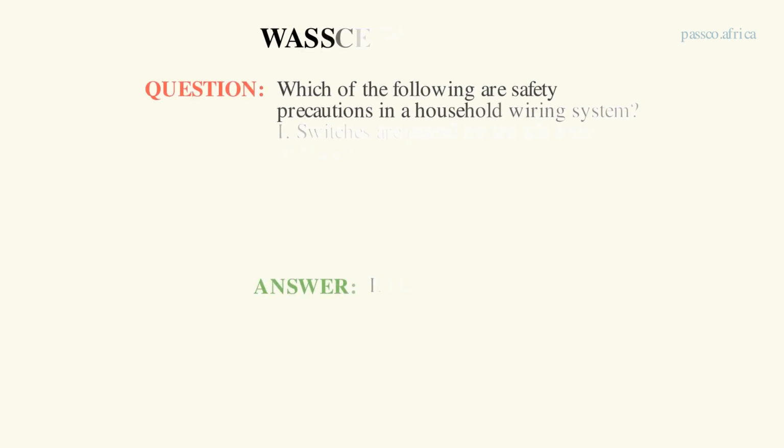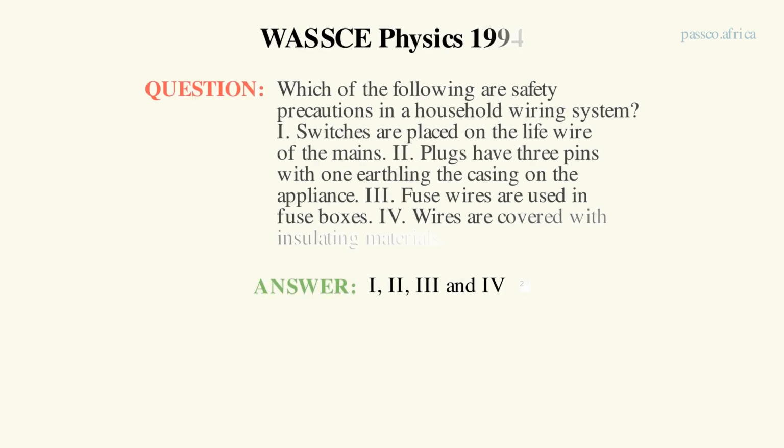Welcome to Passco Africa. Here is the question. Which of the following are safety precautions in a household wiring system? 1. Switches are placed on the live wire of the mains. 2. Plugs have 3 pins with one earthing the casing on the appliance. 3. Fuse wires are used in fuse boxes. 4. Wires are covered with insulating materials. Now, try it yourself.